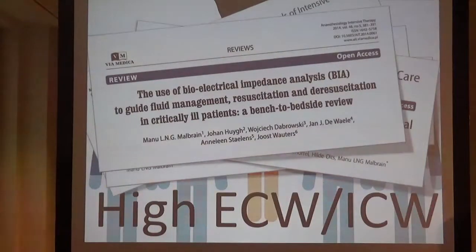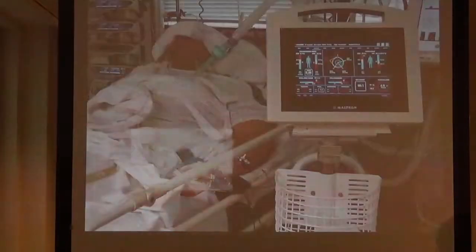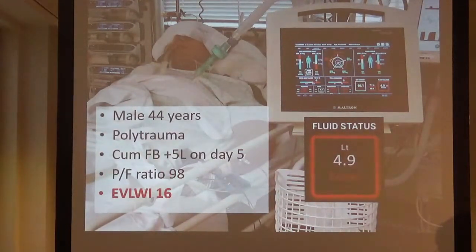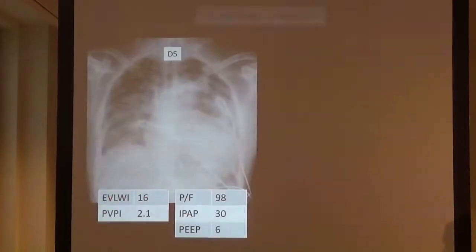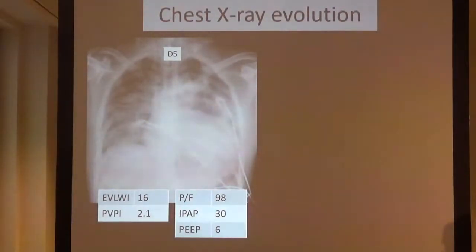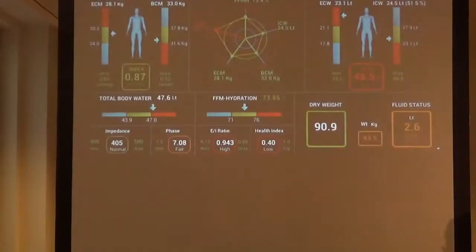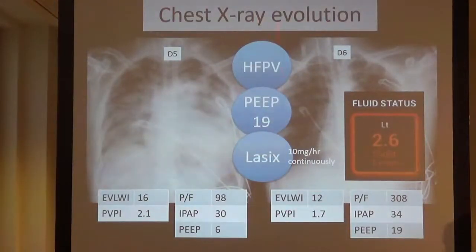So what about new techniques like bioelectrical impedance analysis? I would like to present the case of a patient with a high lung water of 16, very poor oxygenation of 98, and a positive cumulative fluid balance. And you can measure this with the bioelectrical impedance analysis, which gives you a number of the volume excess. So what did we do? This was the initial status of a patient with polytrauma. So we recruited the lungs, we set the PEEP, we gave some hypertonic albumin and furosemide, and the next day you can see that the chest X-ray got better and the measurement of volume excess decreased.